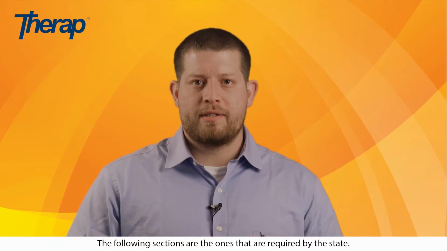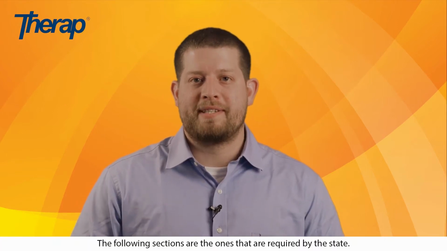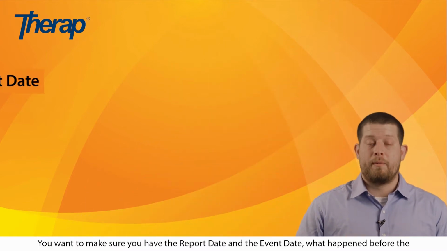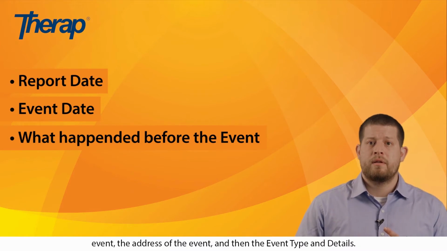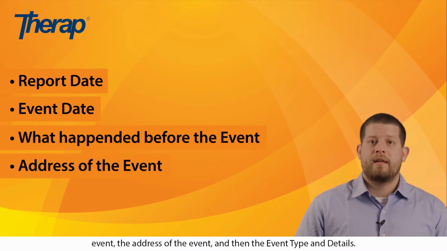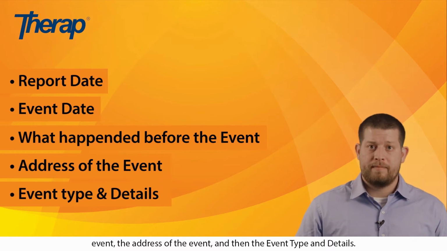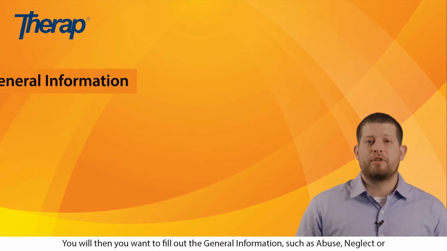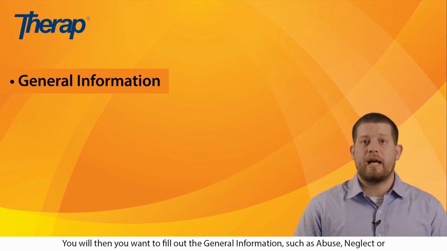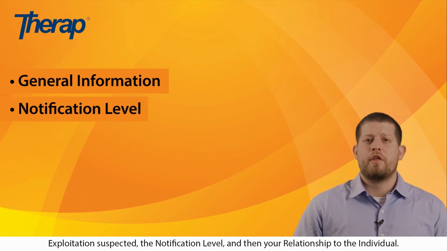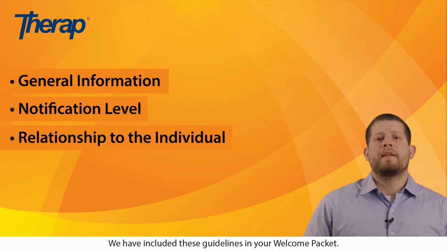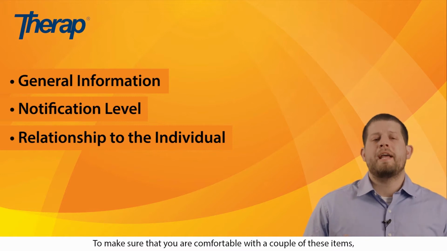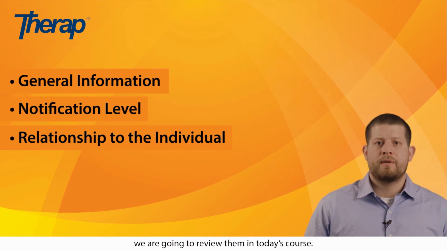The following sections are the ones that are required by the state. You want to make sure you have the report date and the event date, what happened before the event, the address of the event, and then the event type and details. You'll then want to fill out the general information, such as abuse, neglect, or exploitation suspected, the notification level, and then your relationship to the individual. We've included these guidelines in your welcome packet. To make sure that you're comfortable with a couple of these items, we're going to review them in today's course.